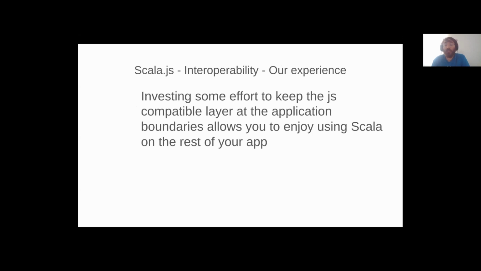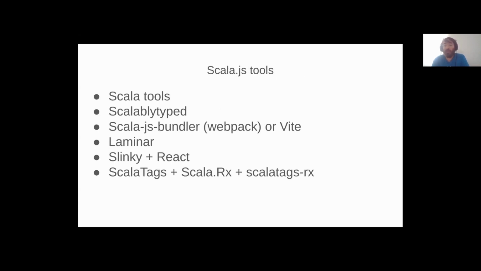And related to this, we have found that it is worth investing some effort to keep the JavaScript compatibility layer at the application boundaries so that you can write it once, debug it once, and then forget about it, so that you continue using mostly Scala in the whole application. And that's a little bit of effort that pays off.